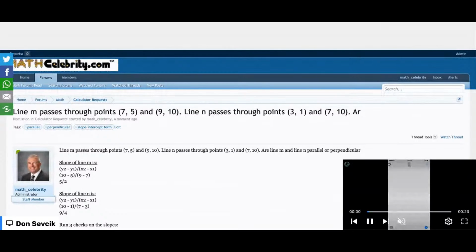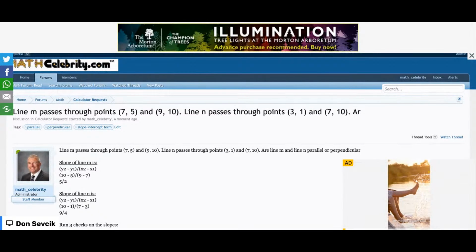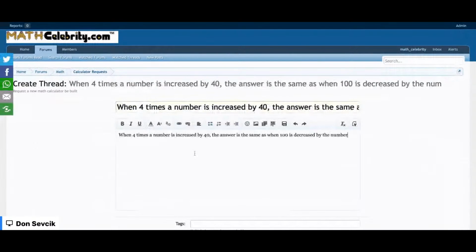Moving on. Let's do this one. When 4 times a number is increased by 40, the answer is the same as when 100 is decreased by the number. The phrase number means an arbitrary variable.